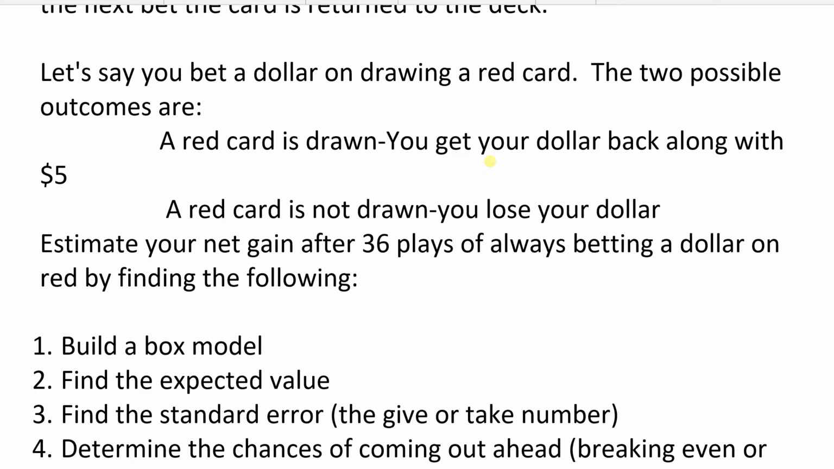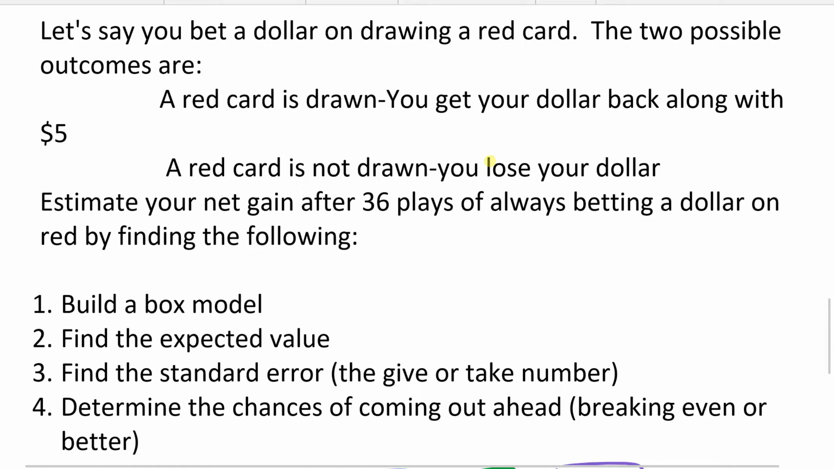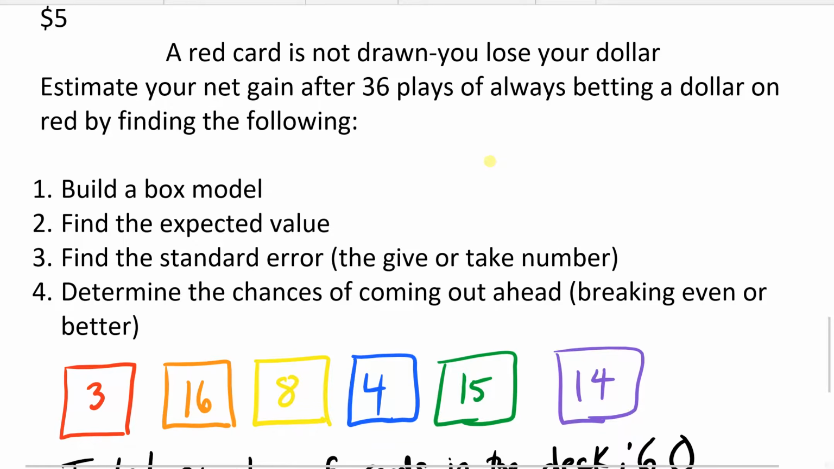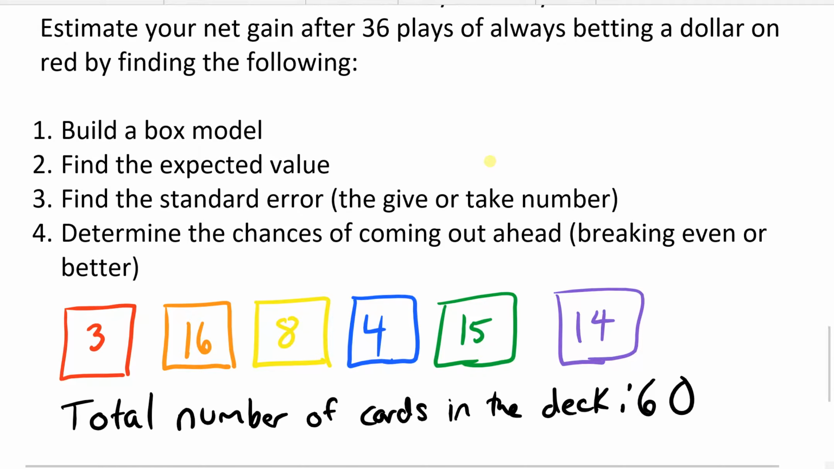I've broken this down into steps. First, we're going to build a box model, then find the expected value, then find the standard error, and if we have time, again I want to keep this video under 10 minutes, but if we have time, we'll determine the chances of coming out ahead, that is, breaking even at the end of 36 plays or doing better.